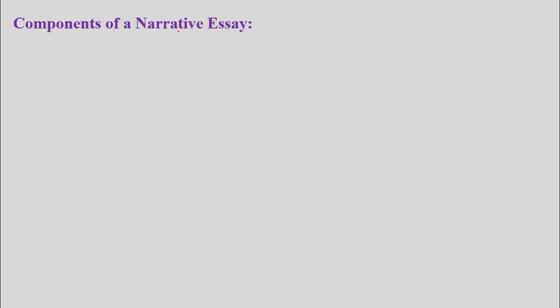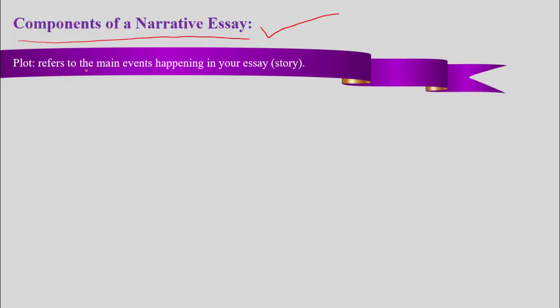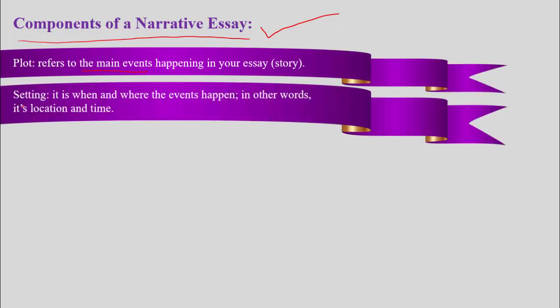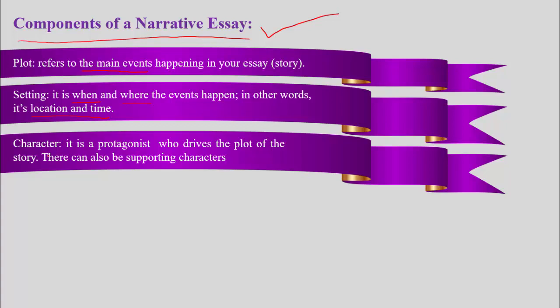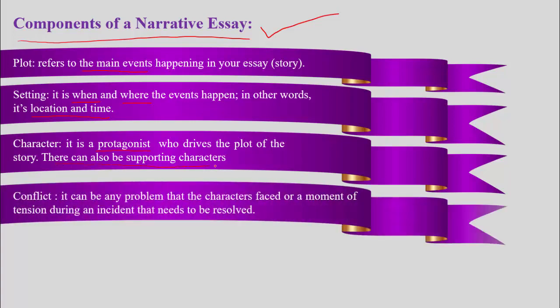We also dealt with the various components of a narrative essay. And we said that a narrative essay has its unique components that distinguish it from other types of essay. And those components are plot, which refers to the main events happening in your essay or story. Setting, it is when and where the events happen. In other words, its location and time. Character, it's a protagonist who drives the plot of the story. There can also be supporting characters.